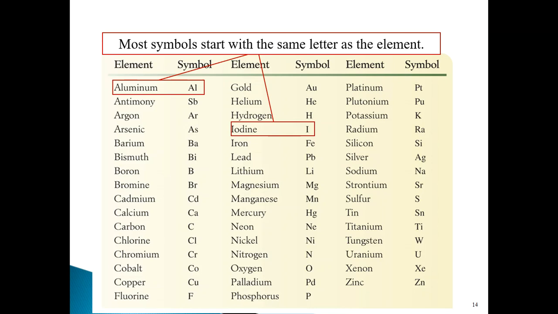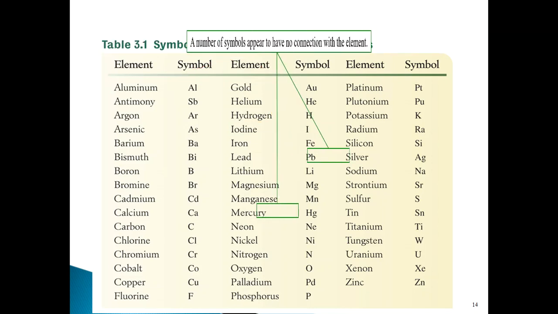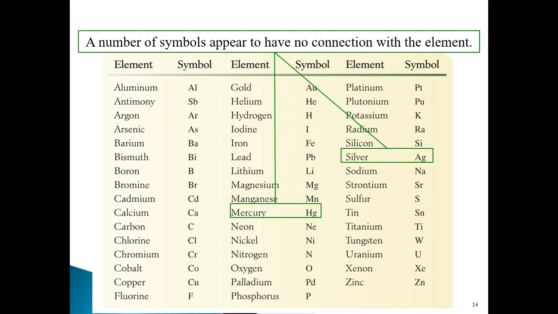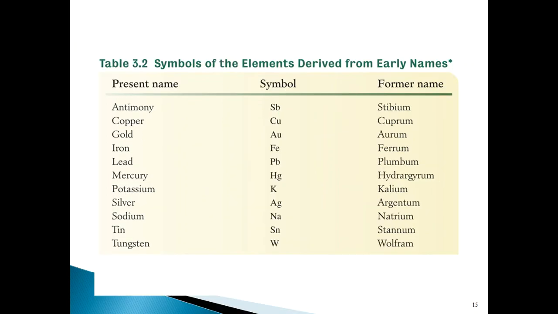So in some cases, it's obvious, kind of, the relationship between the symbol and the name. In other cases, there appears to be no connection between the symbol and the name of the element in English. And the main reason for that is that if you look at the history of naming these particular elements, you'll see that these elements had some early names based on different languages. I think Latin is the main language that was used to name these elements earlier.